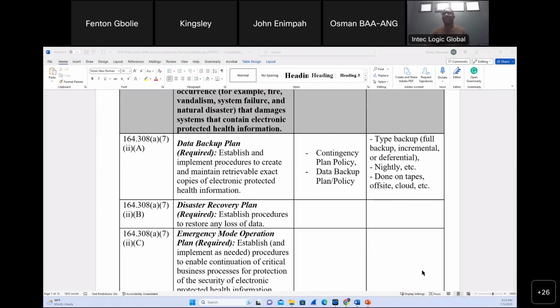Is the backup also encrypted? Good. Yeah, we'll talk about the encryption. And interestingly, it is part of the encryption requirement, right? Right. So encryption, data backup is very important.